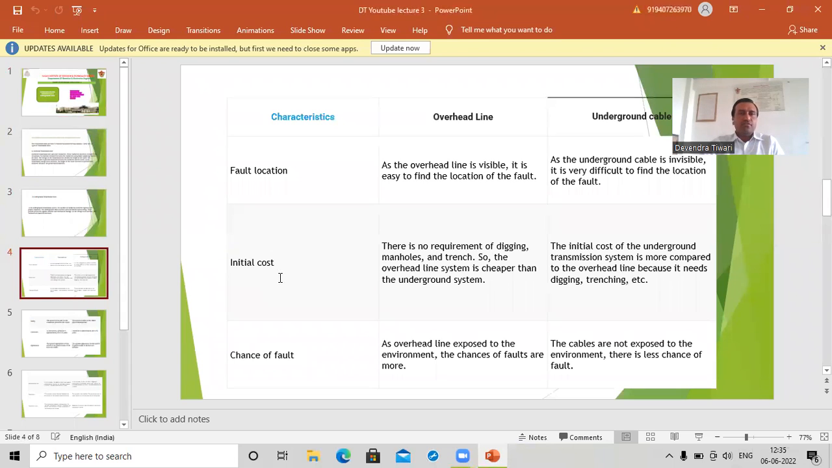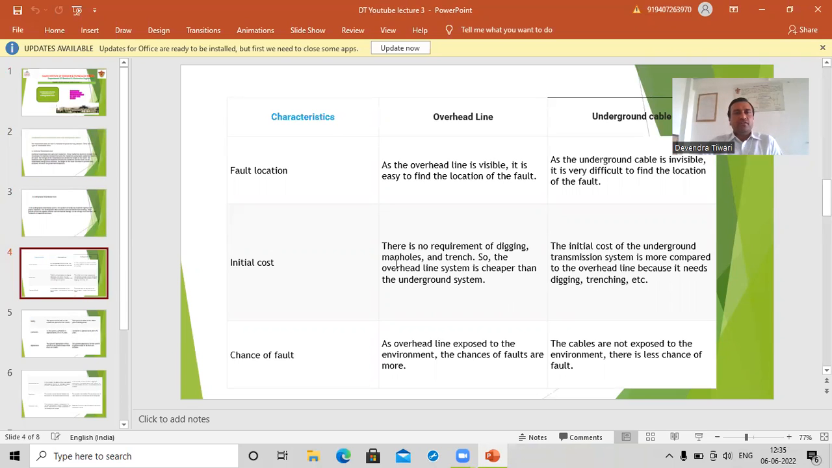The second point of comparison is initial cost. In the case of the overhead line, there is no requirement of digging manholes and trenches. So the overhead line system is cheaper than the underground system. In the case of underground cable, the initial cost of the transmission system is more compared to the overhead line because it needs digging, trenching, etc. That means there are so many other works. That's why the initial cost of the underground cable system is more as compared to the overhead line system.